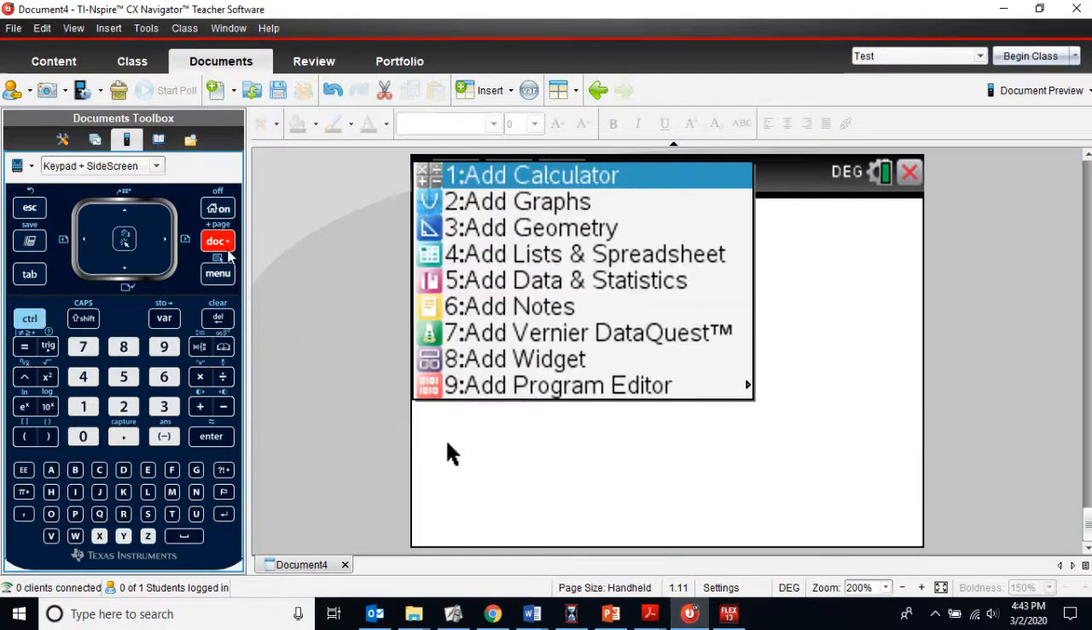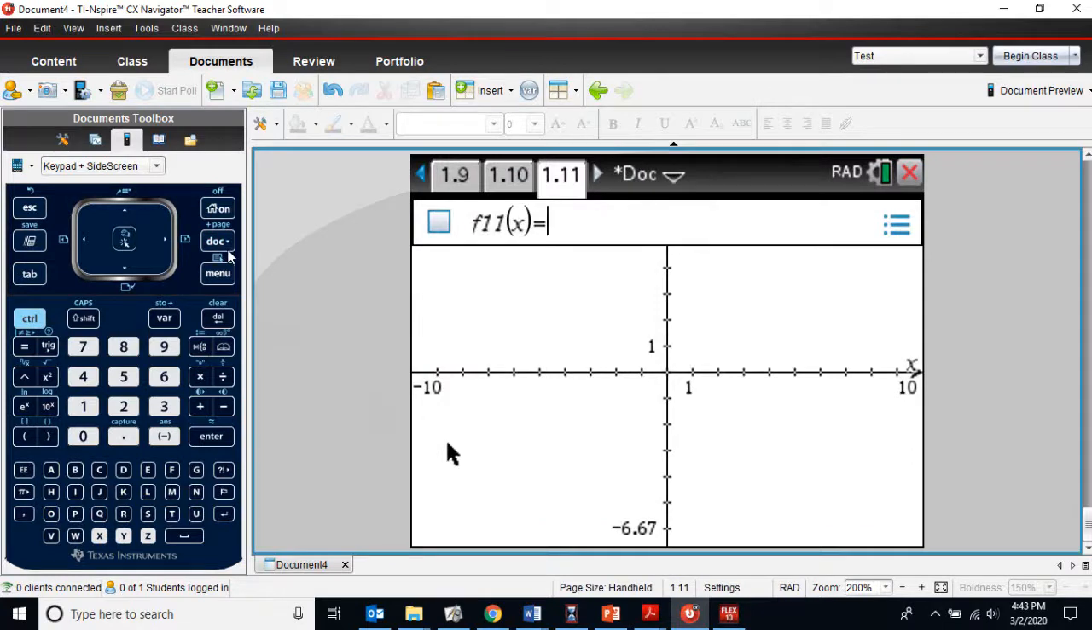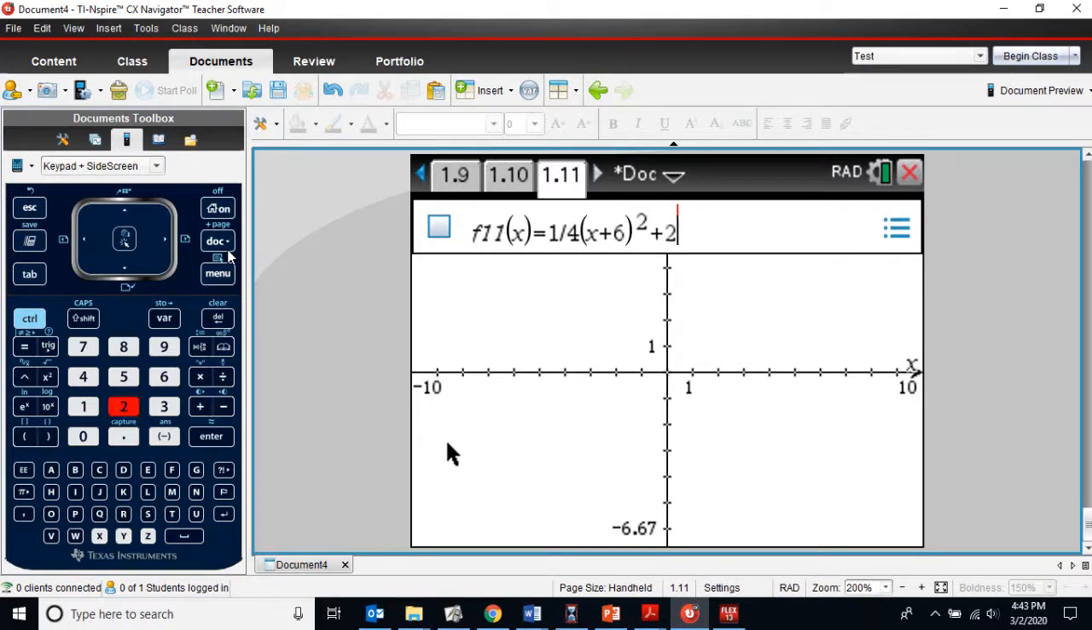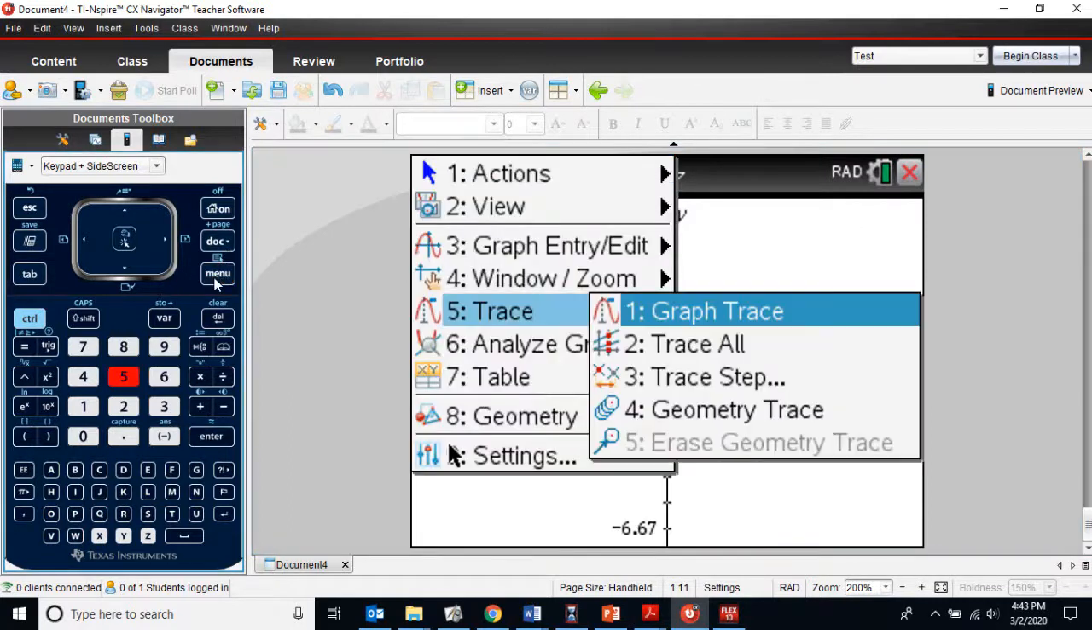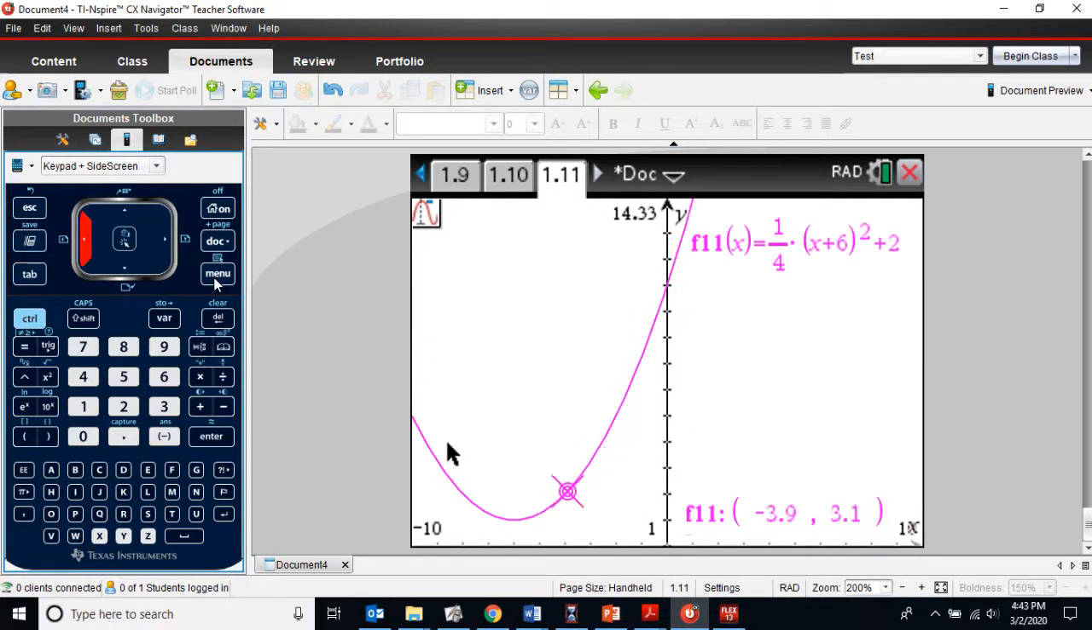Let's go to a new graph page, and we're going to type in 1/4 times x plus 6 squared plus 2. Okay, menu 5-1. My vertex is -6, 2, which is what I want. Now does it go through the point -4, 3? So I'm just going to scroll back to the right, and it doesn't give me -4, but remember, if I type in -4, it does say -4, 3, which means C has to be my answer.